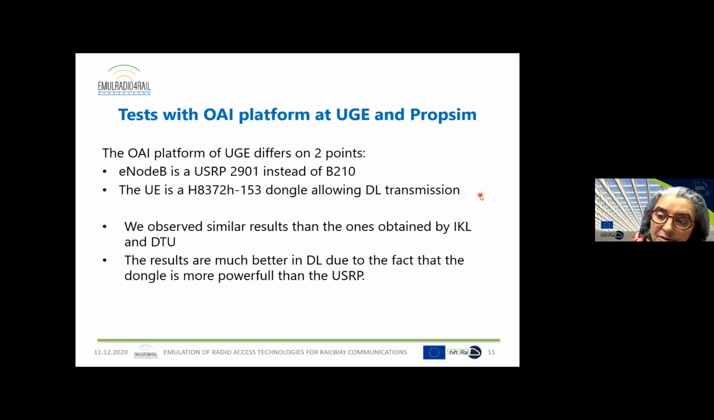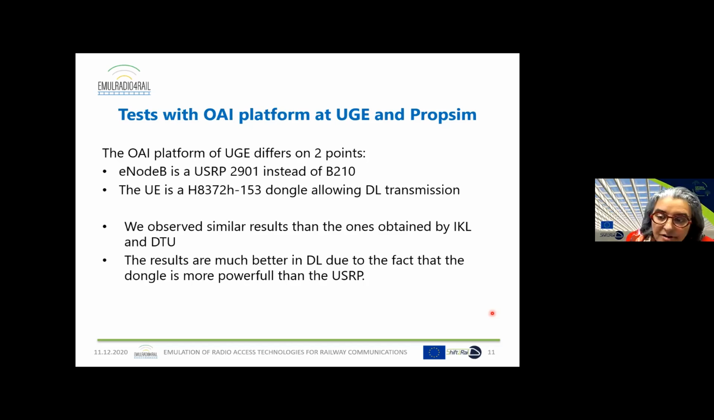So regarding the results of the tests of Ikerlan and DTU performed earlier than the ones we were able to perform, due to the interruption of the lockdown in France, we have changed the eNodeB. We had considered the 2901 USRP and then the 2944, which is more performant. And we have also changed the dongle in order to allow the downlink transmission that was not possible.